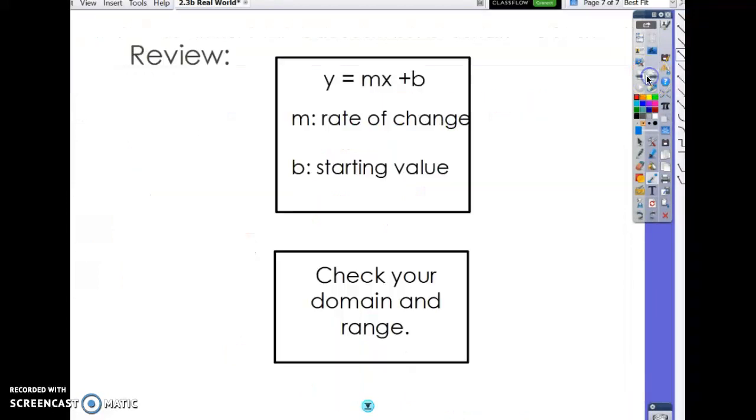Okay. All right, so just to review, when we're talking about our word problems, we're looking at B as that starting value. Okay, remember to check your domain and range to make sure they make sense.